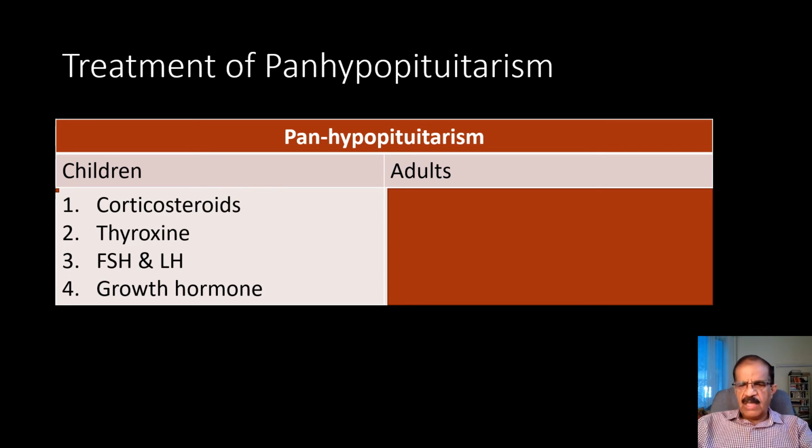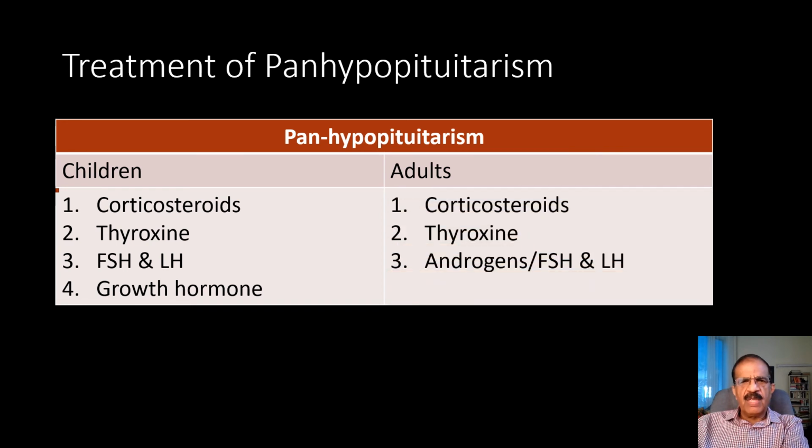The story is a little bit simpler in adults. Corticosteroids and thyroxine are usually sufficient. Now, when you treat such a patient, first you have to replace corticosteroids. After a few days, you add thyroxine. If you start with thyroxine, this could actually lead to adrenal crisis, because these patients have a deficiency of corticosteroids, but it may not be manifesting.